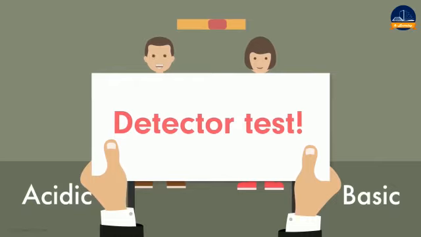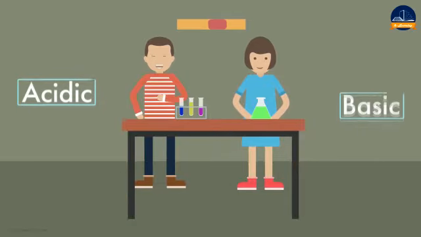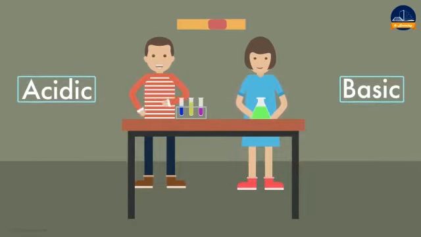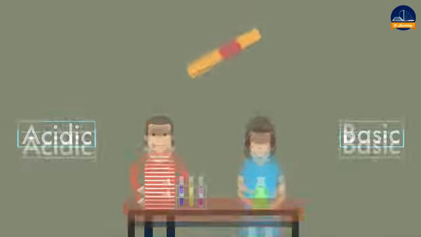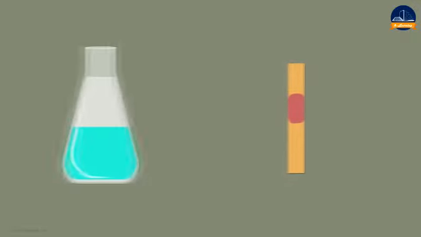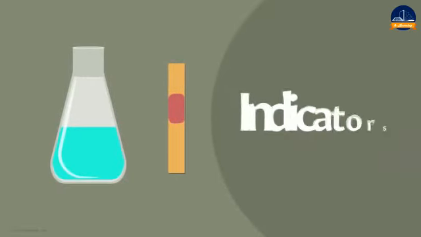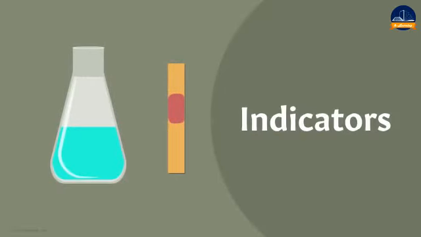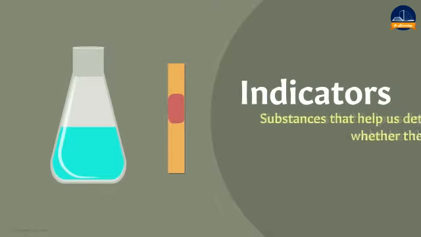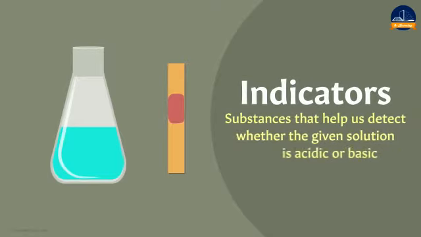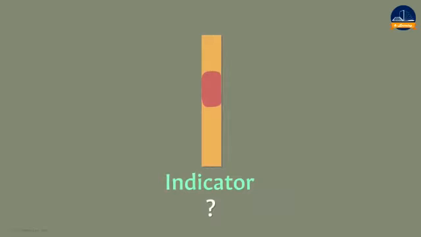They were supposed to detect whether the solution was acidic or basic, and since the yellow paper changed color and turned red, it indicated that one solution was tested. But how does this paper tell us the nature of the solution? Do you remember indicators we talked about in our last lecture? Indicators are the substances that help us detect whether the given solution is acidic or basic without having to taste it. So, is this yellow paper an indicator?